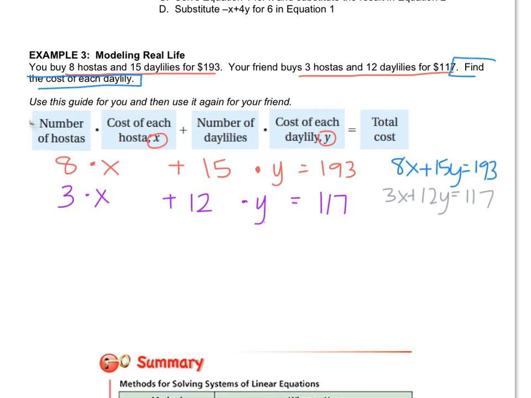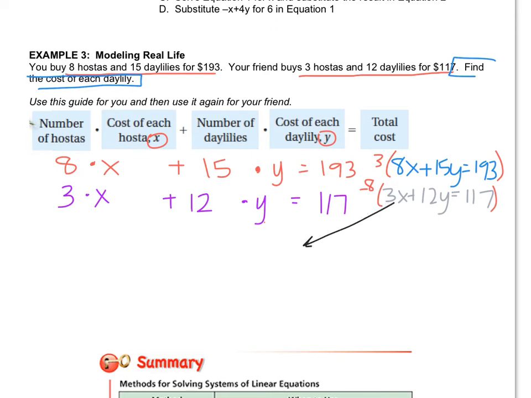Watch this. I'm going to multiply the top equation by 3. And I'm going to multiply the bottom equation by negative 8. That way the top number will turn into a 24 and the bottom number will turn into a negative 24. All right, so here we go.